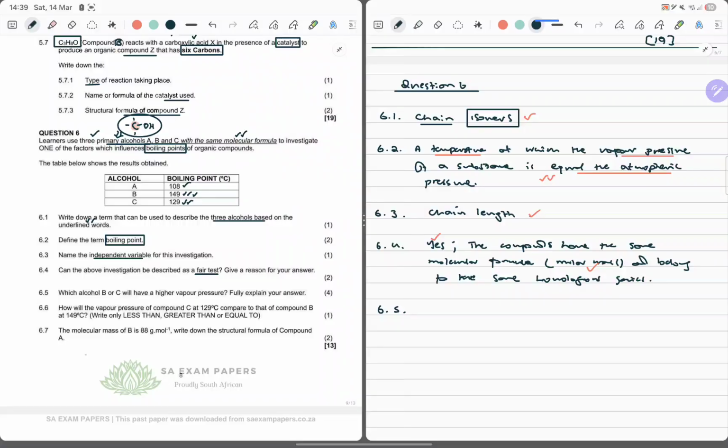It's intentional. It's knowledge-based. Right, which alcohol, B or C, will have a higher vapor pressure? And of course, fully explain. Of course, guys, I have shown you this. This question is always common. It looks to have lots of marks, but these are cheap, big marks on this question. Because to answer this question is always the same.